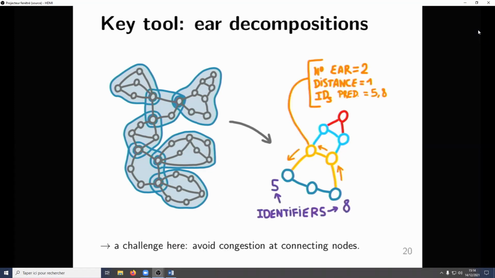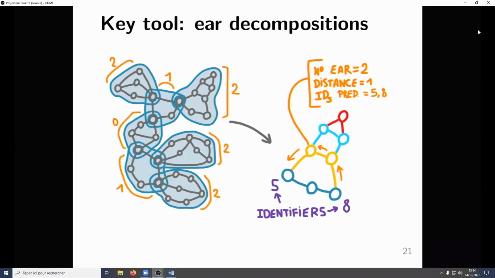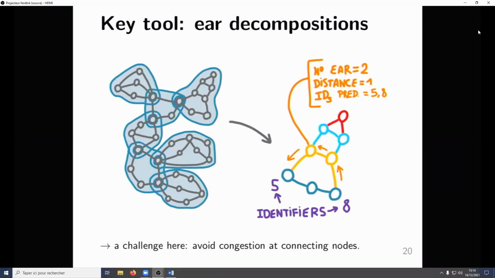I will say, okay, you are in the second ear, you are at distance 1 from one of the endpoints, the identifiers in which you are plugged are 5 and 8, etc. So I can describe this thing, and you have to trust me that this is something that the nodes can check, and they cannot be fooled if you do it in a different way. So now every blob is characterized.